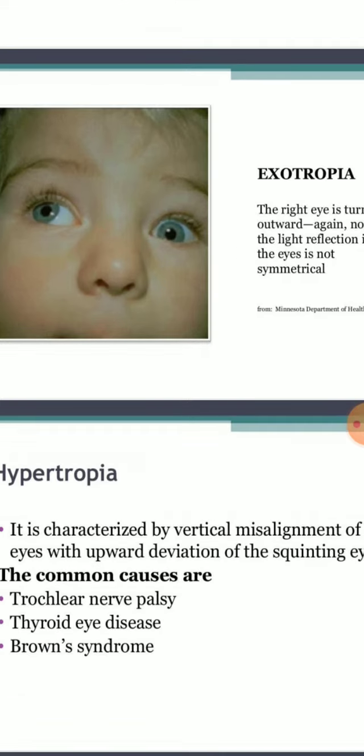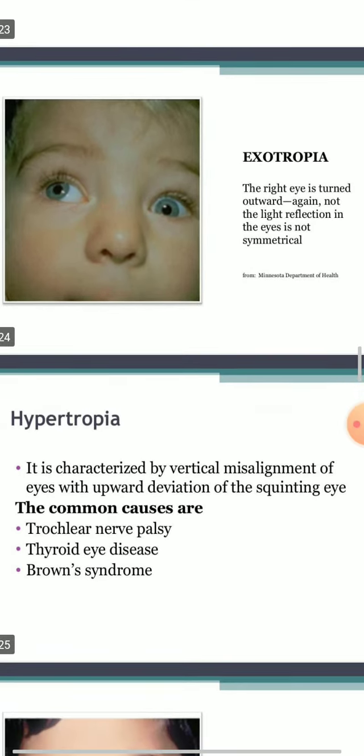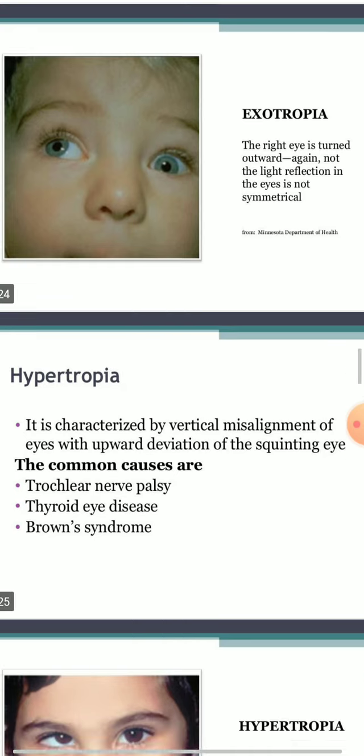In exotropia the eyes look like this. The right eye is turned outward. Again, the light reflection in the eye is not symmetrical.